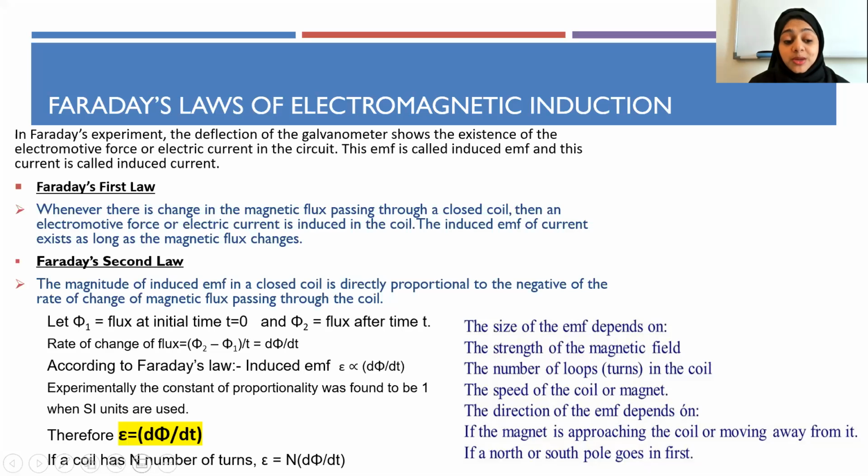So it also depends upon the number of turns. One way to change the flux is to change the number of turns. More turns means more EMF is produced. Is that clear?